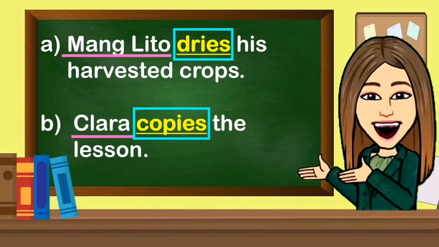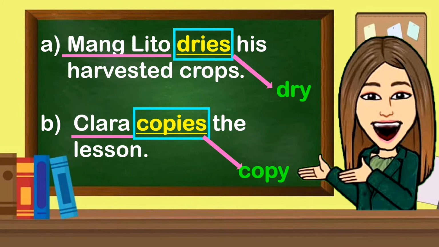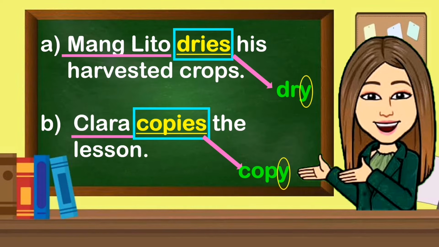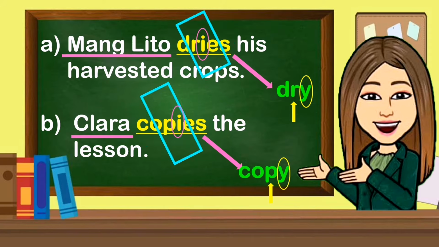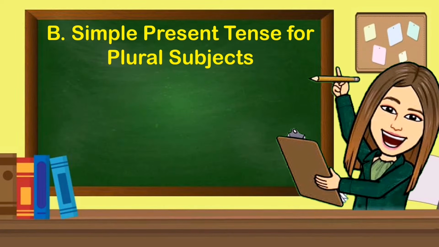The base form of the word dries is dry, while copies is from the word copy. So dahil ang salitang dry ay nagtatapos sa letter y, same with the word copy na ang sinusundan ay consonant which is letter r and letter p from the word copy. So in order to form the simple present tense, we change the letter y into i and add es. And we have also simple present tense for plural subjects.